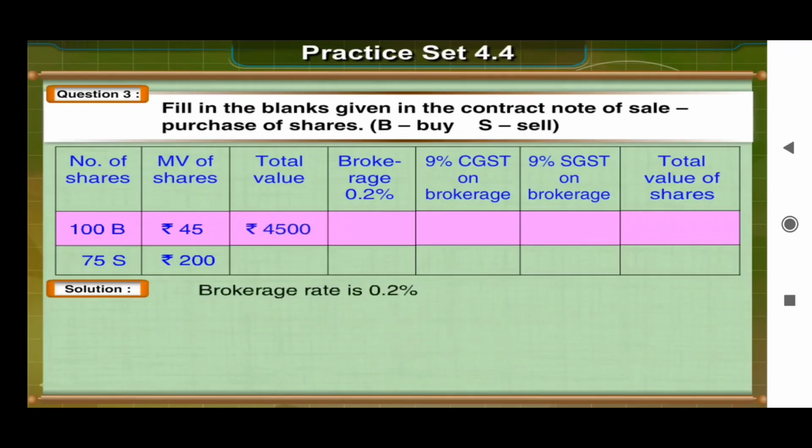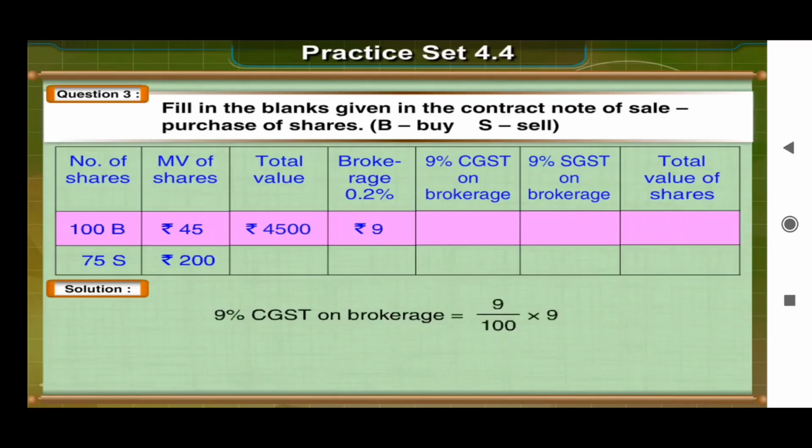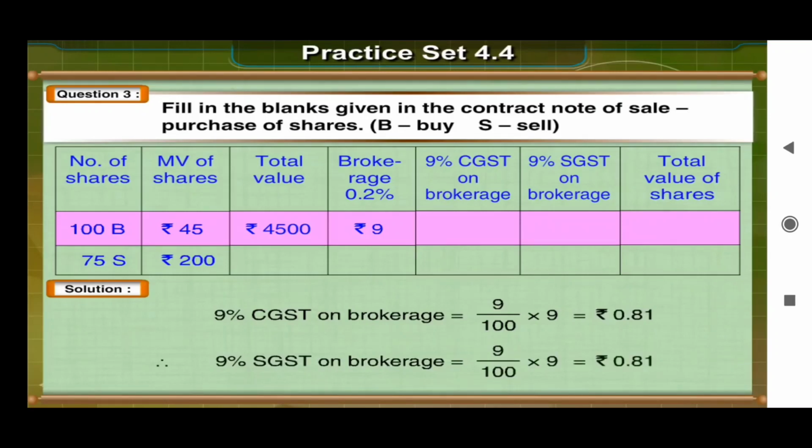Brokerage rate is 0.2%. Therefore, brokerage is equal to 0.2 upon 100 into 4500, and therefore brokerage is equal to rupees 9. 9% CGST on brokerage is equal to 9 upon 100 into 9, that is equal to rupees 0.81. Therefore, 9% SGST on brokerage is equal to 9 upon 100 into 9, that is equal to rupees 0.81.